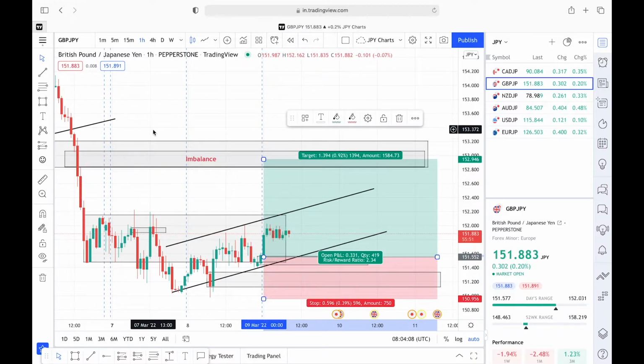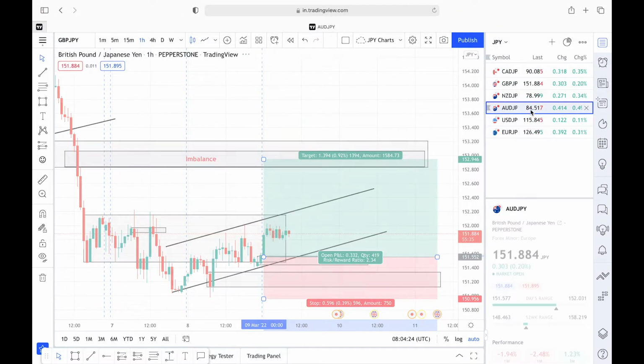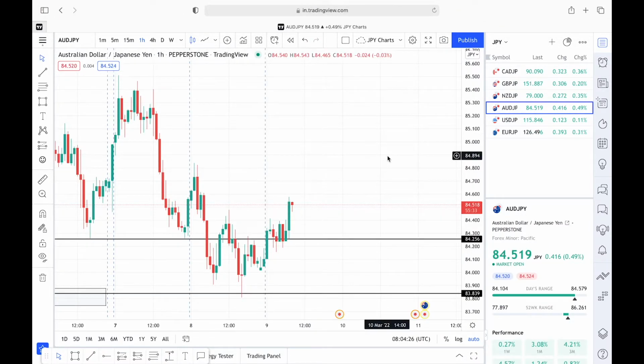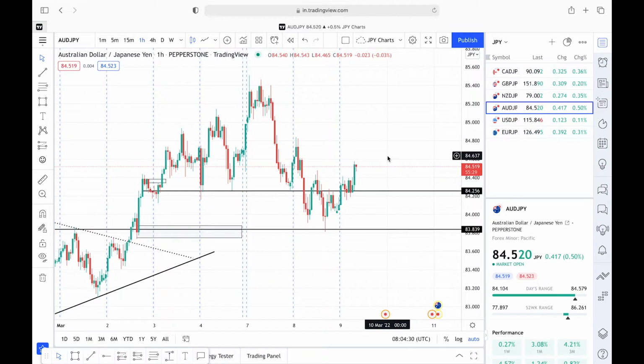When I'm monitoring the price action, I'll be using 5 minutes and 15 minutes, waiting for a change in character or a break in market structure. And never forget, you're playing by your rules. So the next pair we're going to be looking at is AUD JPY. So this is AUD JPY now.